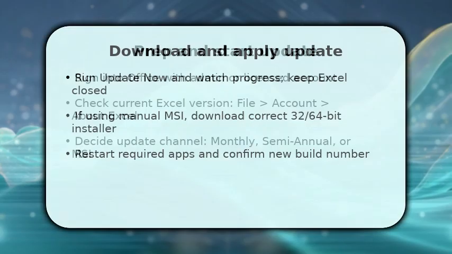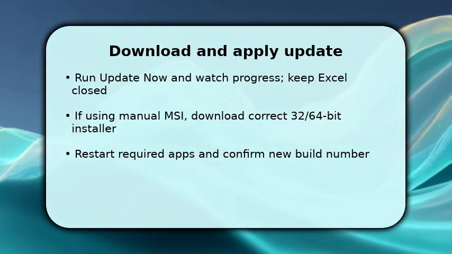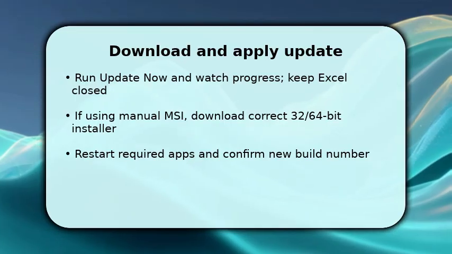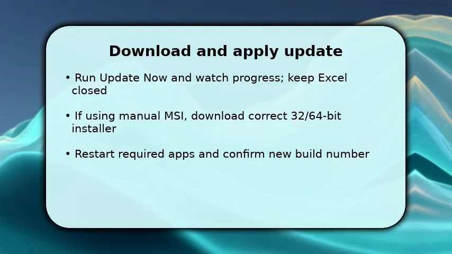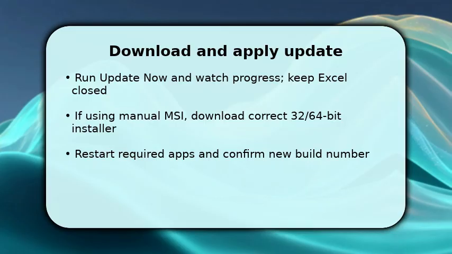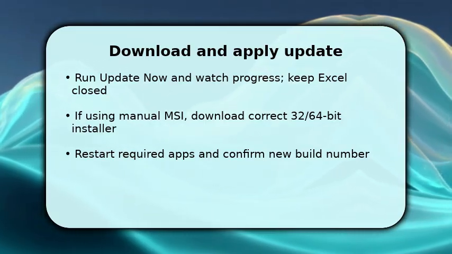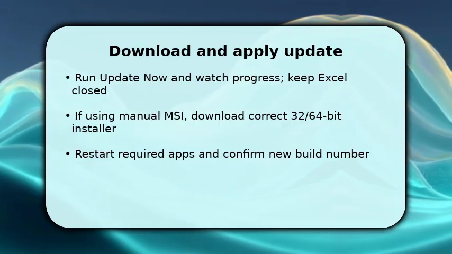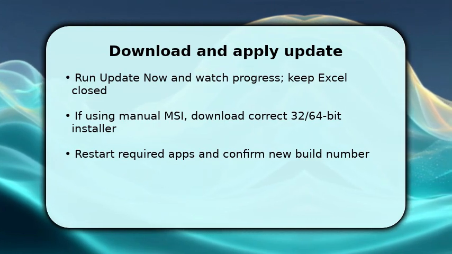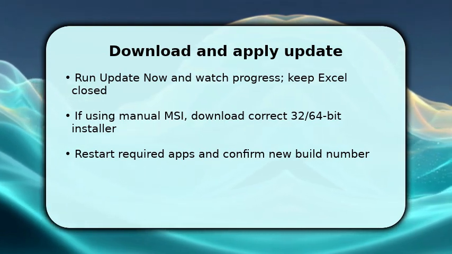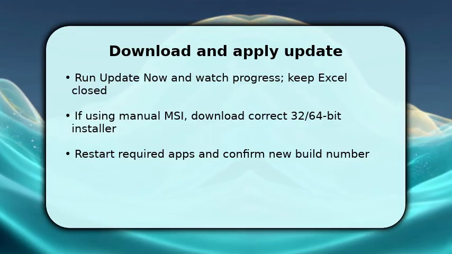You continue by letting the updater run. Close all Office apps so file locks don't block patched binaries, then monitor the Update Now progress indicator. If you're on an MSI or need offline deployment, download the matching 32 or 64-bit installer and run it elevated. Use the Office Deployment Tool for multiple machines. Once the installer finishes, restart Excel and any link services, verify the new build in About Excel, and test critical macros or add-ins to confirm compatibility before returning to full use.